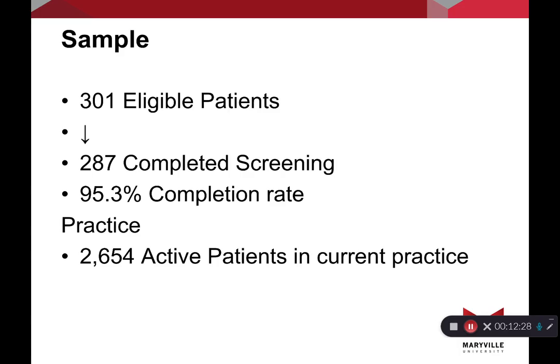I also want to add here for slide number 8, sample. Now looking at the project sample, there were 301 eligible patients during the implementation period. Of those 301 patients, 287 completed the screening process. This represents a completion rate of 95.3%. I believe this is an important finding beyond the primary outcome because it provides information about feasibility. A screening process cannot improve identification if patients are not actually completing it. Achieving a completion rate greater than 95% really suggests that the screening process could be incorporated into routine visits without creating a major burden or barrier.